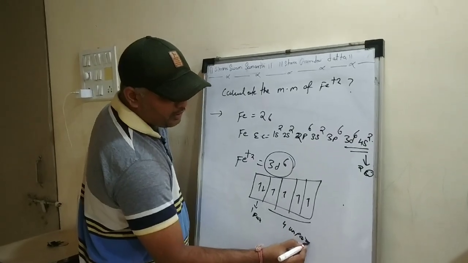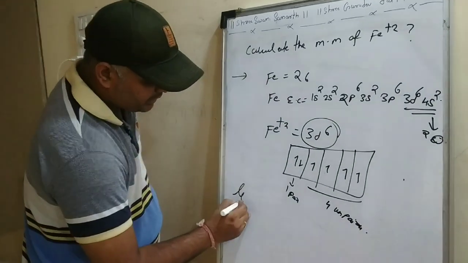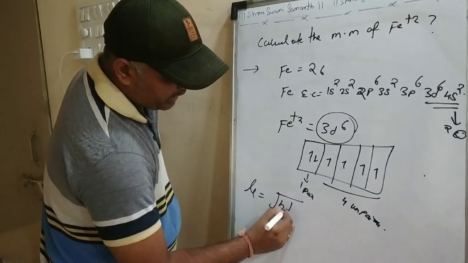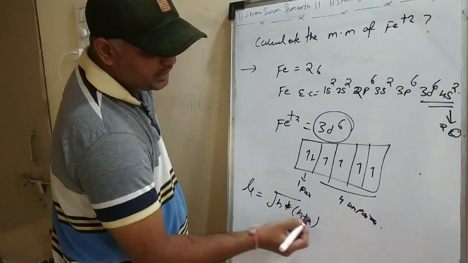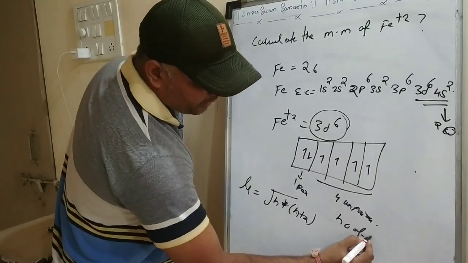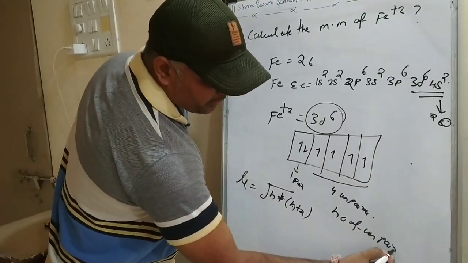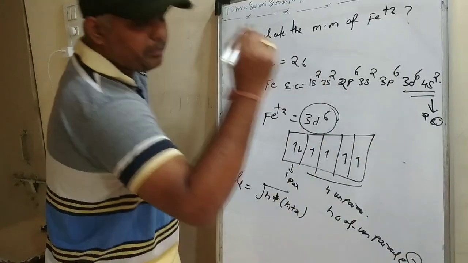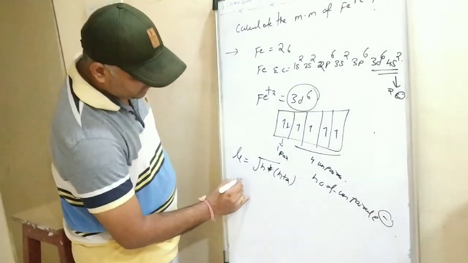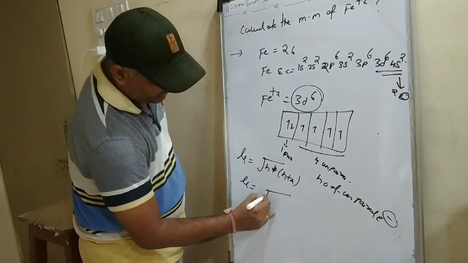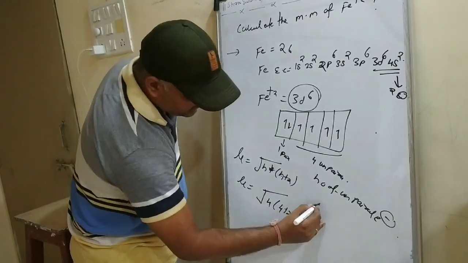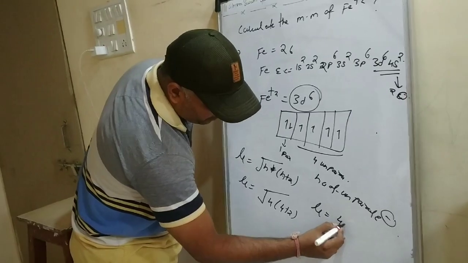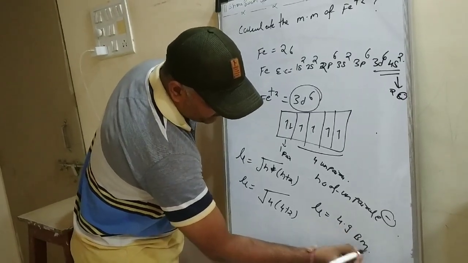See, remember, what does the formula say? Mu is equal to under root of n plus 2. This is the formula. n is nothing but the number of unpaired electrons. Remember, we are talking about the unpaired electrons, not paired electrons. So mu is equal to under root of 4 plus 2, so mu will be 4.9 Bohr magneton.